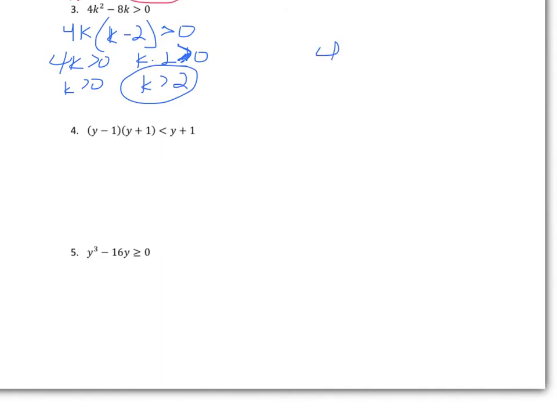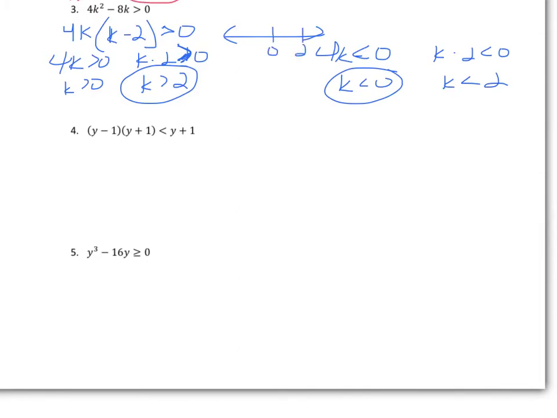In the other case, 4k is less than 0 and k minus 2 is less than 0. So k is less than 0, k is less than 2. The only time that's going to be true is when k is less than 0. So these are our two cases. k has to either be less than 0 or greater than 2. Graph it: 0, 2, open circles at both. Less than 0, greater than 2. That's the solution set.